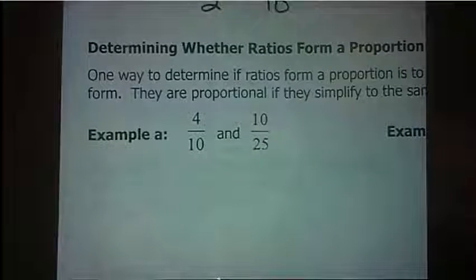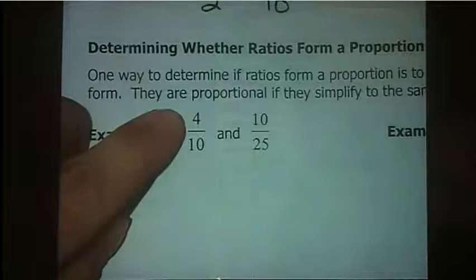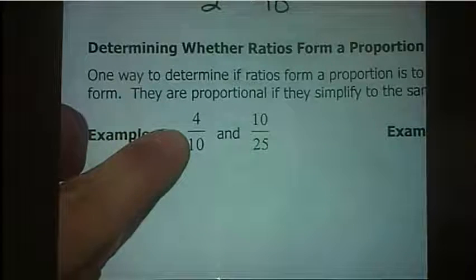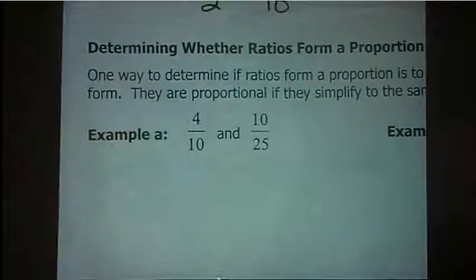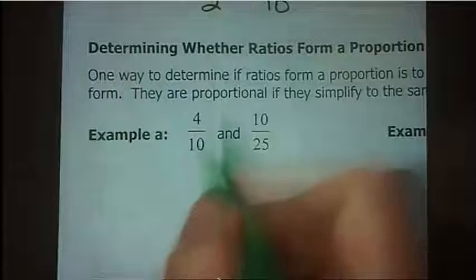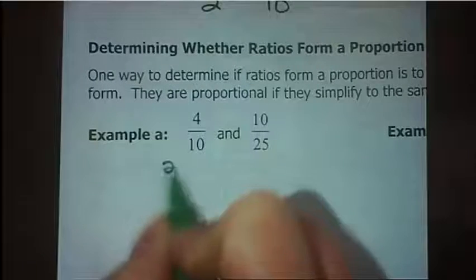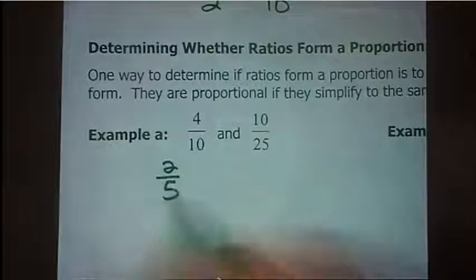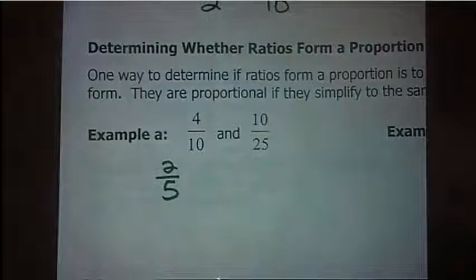So you can use your calculators for this. Again, to simplify a fraction on your calculator, you would type in 4 divided by 10, math, enter, enter. Or you can do it the good old-fashioned way. Find the GCF and divide each by it. The GCF of 4 and 10 is 2. 4 divided by 2 is 2. 10 divided by 2 is 5. So 4/10 in simplest form is 2/5.